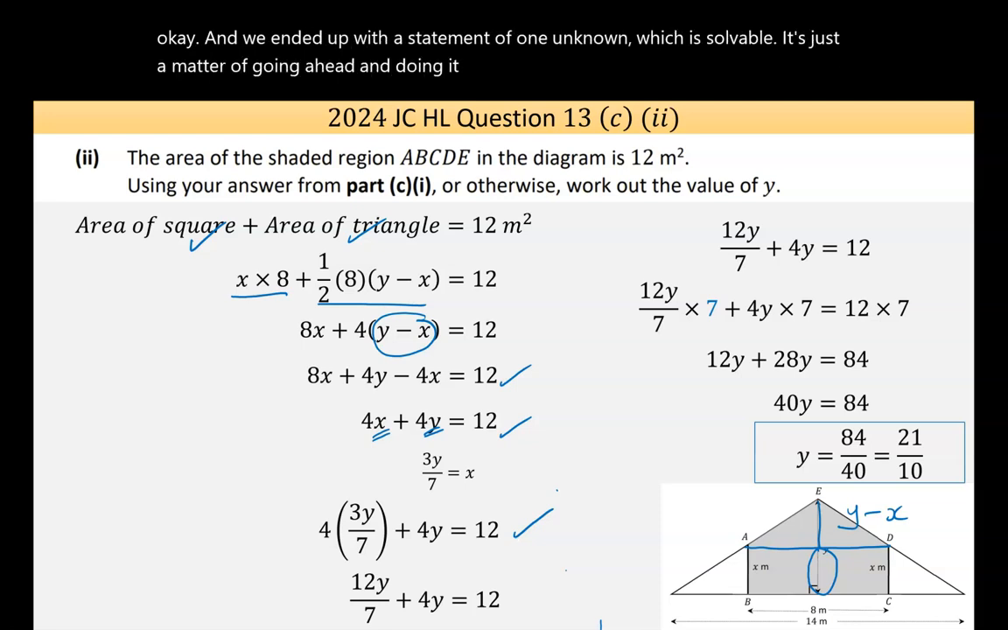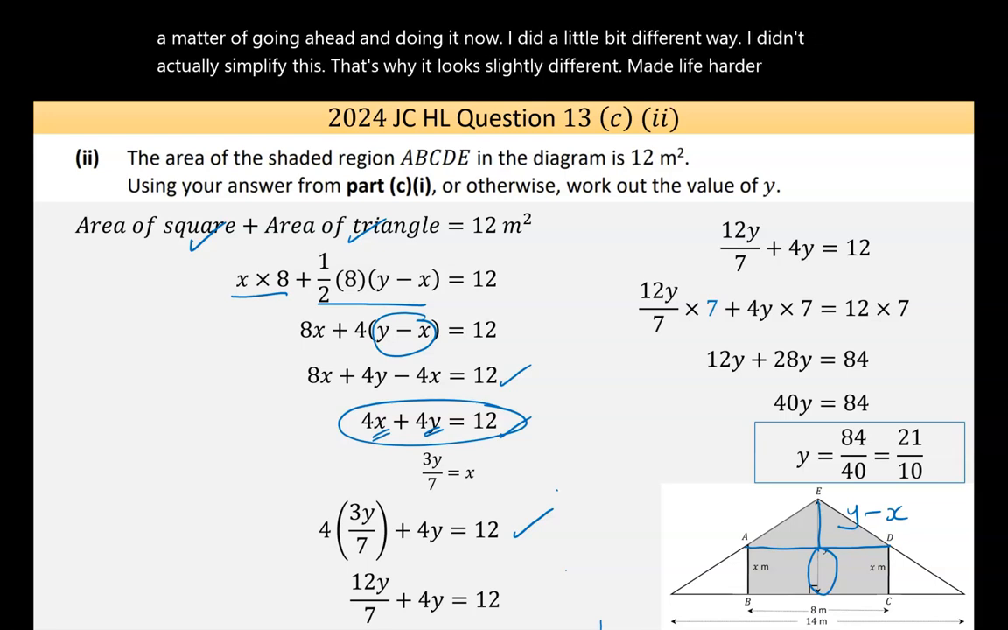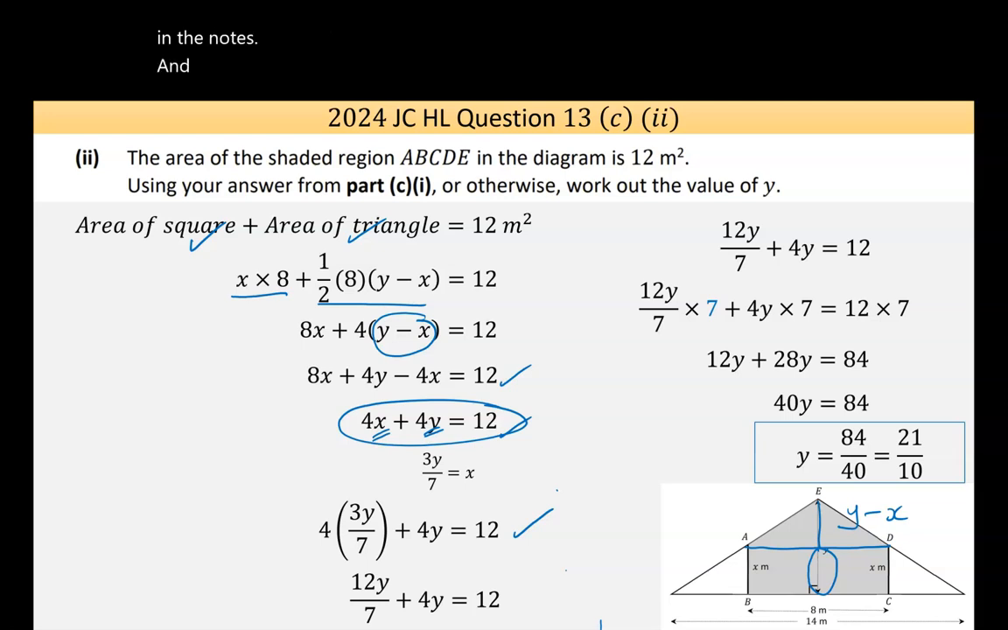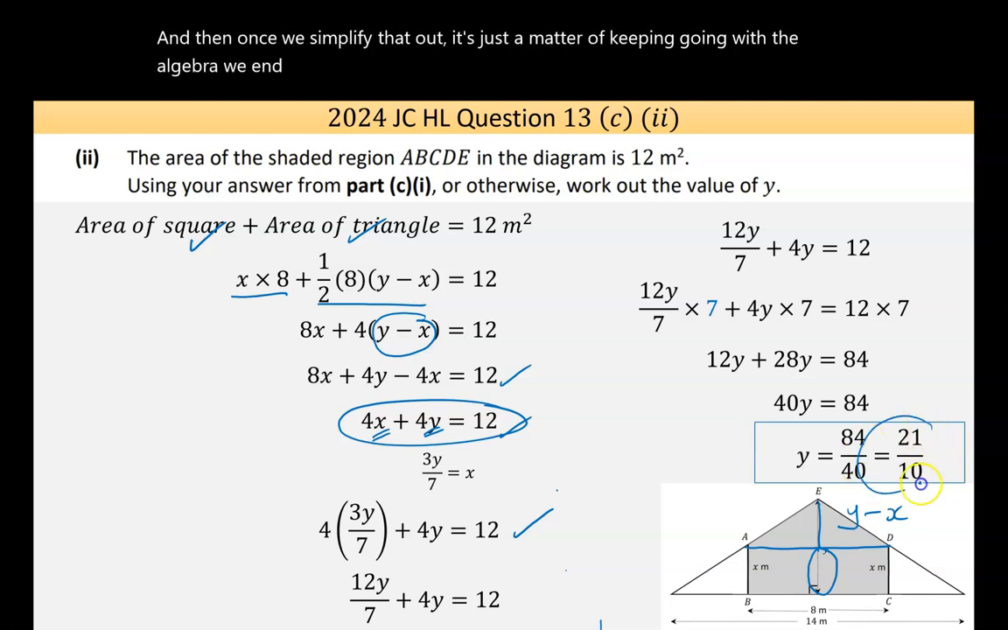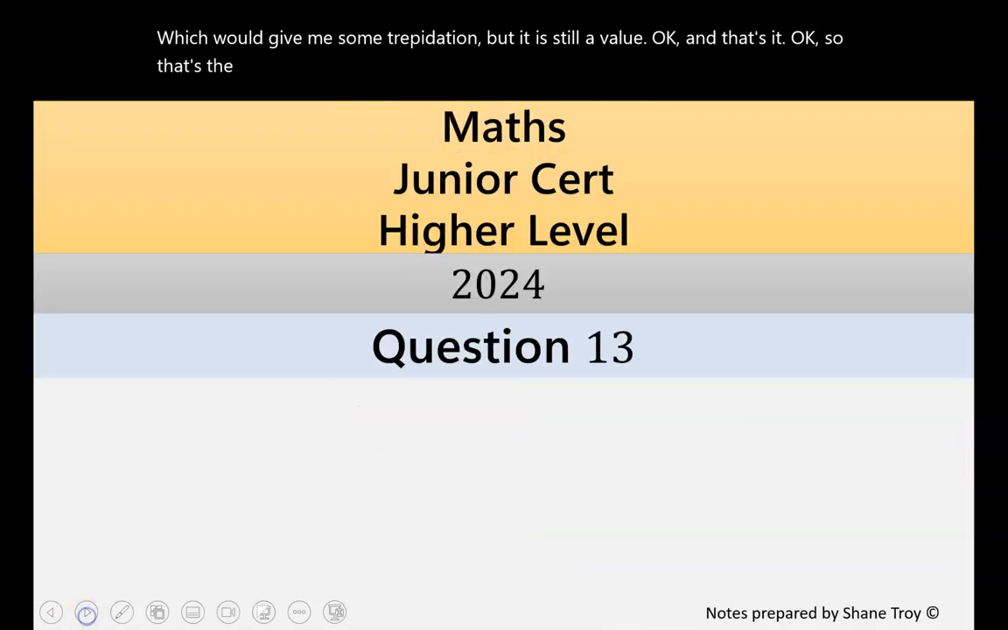Now I did it a slightly different way. I didn't actually simplify this. That's why it looks slightly different. It made life harder for myself in the notes. And then once we simplify that out, it's just a matter of keeping going with the algebra. We end up with a value of y. Now it's not clean, which would give me some trepidation, but it is still a value, and that's it. So that's the end of question 13.